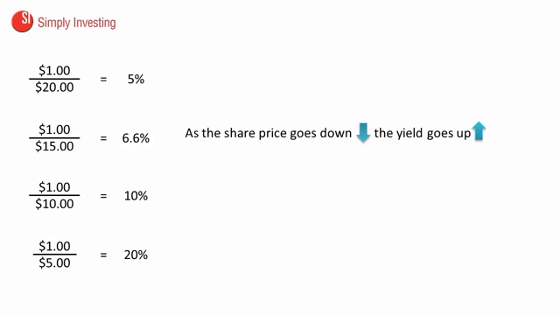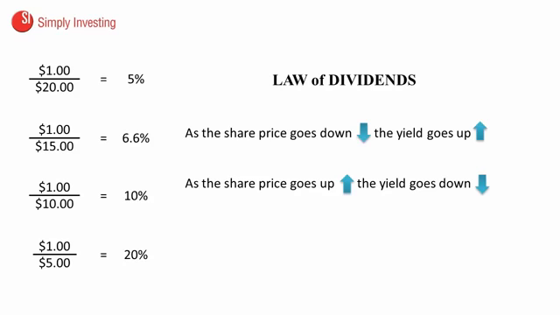Let's just go over this very quickly. As we've seen, as the share price goes down, the dividend yield goes up. And the reverse is true. If the share price starts to go up again, the dividend yield is going to go down. This is what I call the law of dividends. And this is very, very important because we need to know this in order to figure out when a stock is priced low, when it's priced high. So I'm going to repeat this one last time here. As the share price starts to go down, the dividend yield will go up.